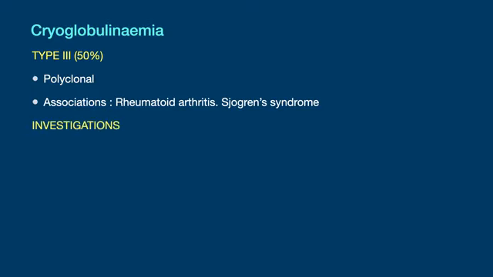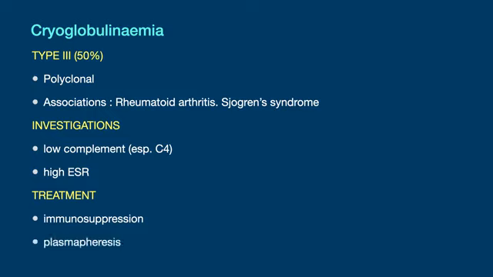It can be investigated by doing complement levels. There would be low complement proteins, especially C4, with high ESR. Treatment is with immunosuppressants and plasmapheresis.